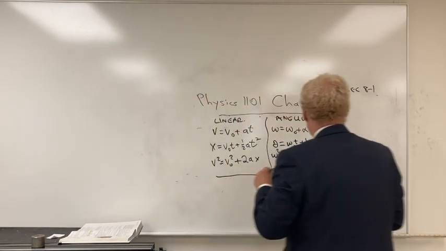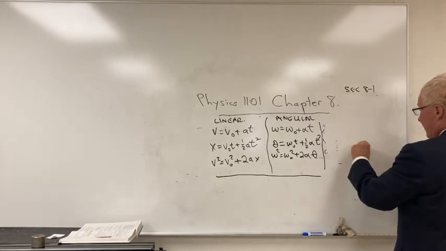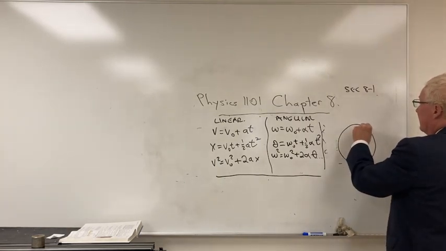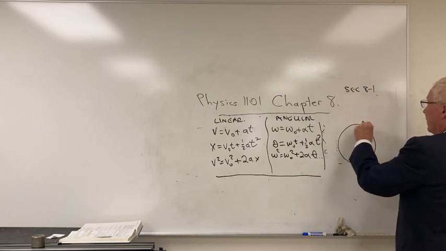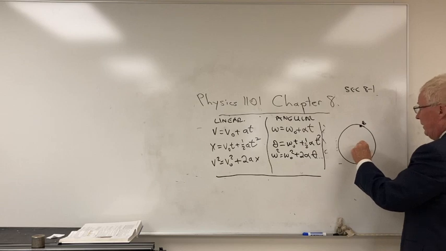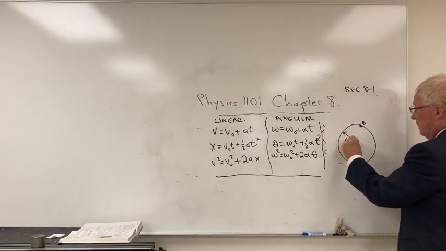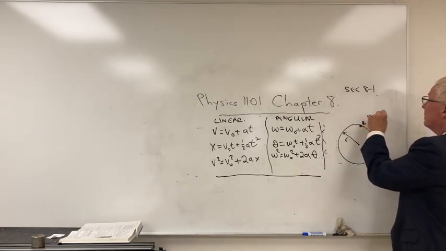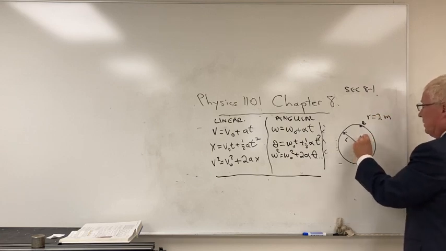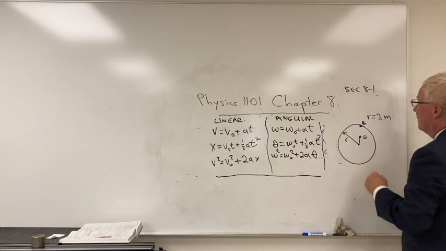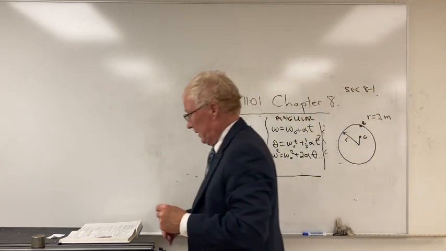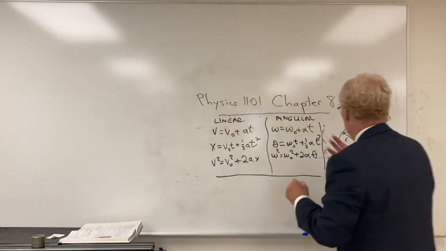Okay, let's have a merry-go-round, and looking at it from the top, we have some boy on the outside, and the radius of this thing, R, is 2 meters, let's say, and a girl is on the inside at that. This is example 8.4 in the text.